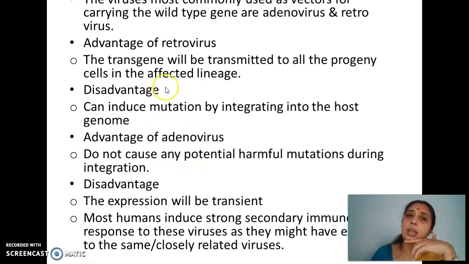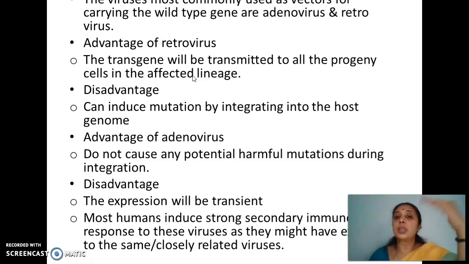And again, among the retro and the adenoviruses, the most important advantage of adenovirus is that they do not cause any harmful mutations during the integration, but it's only a transient phenomenon. But in case of retrovirus, once the gene is introduced through the retrovirus, it will be transmitted to the progeny of the cells also. That is, throughout the life, it will be sustained. But in case of the adenovirus, the expression will be only for a short period of time.